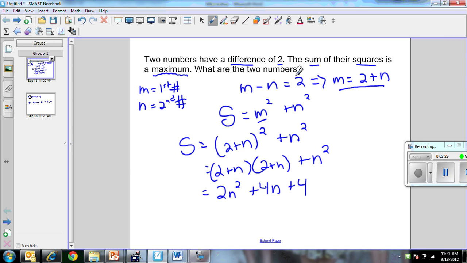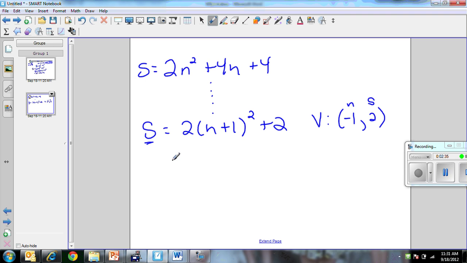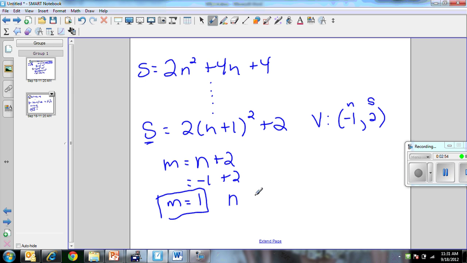If I go back to this equation that I had at the beginning, I can use this to solve for M. So M equals N plus 2. So -1 plus 2. M equals 1. Okay, so M equals 1 and N equals -1. So these are my two numbers.